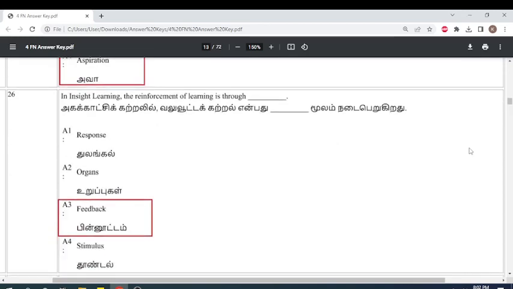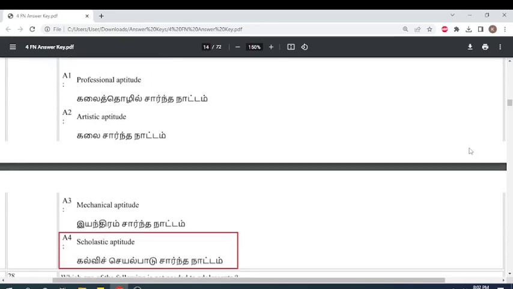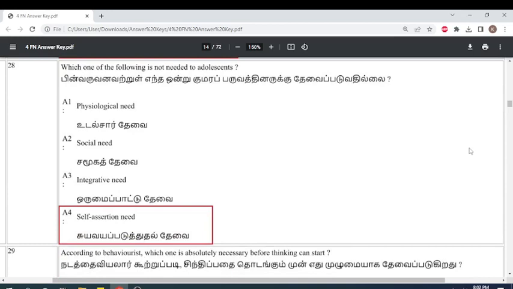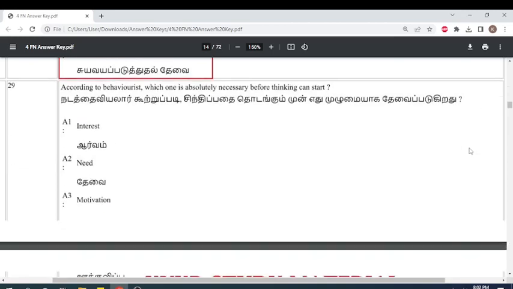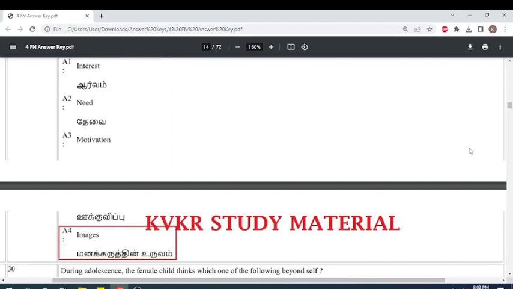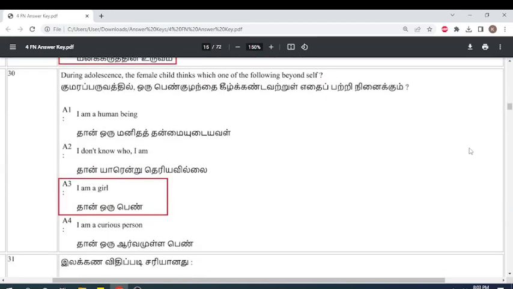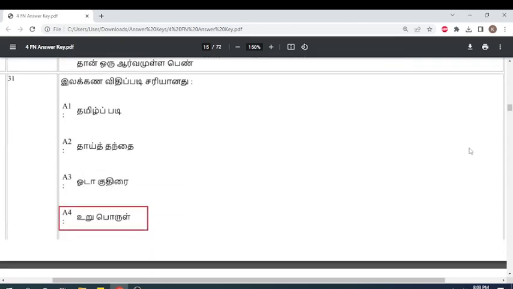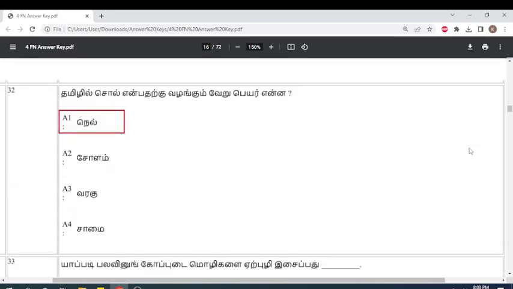26 question kana answer A3. 27 question kana answer A4. 28 question kana answer A4. 29 question kana answer A4. 30 question kana answer A3. 31 question kana answer A4. 32 question kana answer A1.